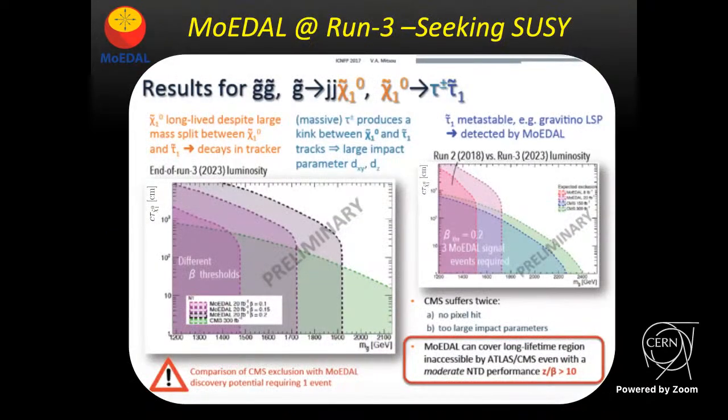Another very interesting area we're currently getting into is where you do have electrically charged particles. They are singly electrically charged particles in this case, but they have a very low velocity. By the Bethe-Bloch formula, they can give you high ionization. And one example we've looked at here, and there are a few examples now that have been published, is where we have gluino-gluino pairs, where one gluino decays to a long-lived neutralino. And this neutralino decays to a stau and a tau. The stau, again, is metastable and decays as well.